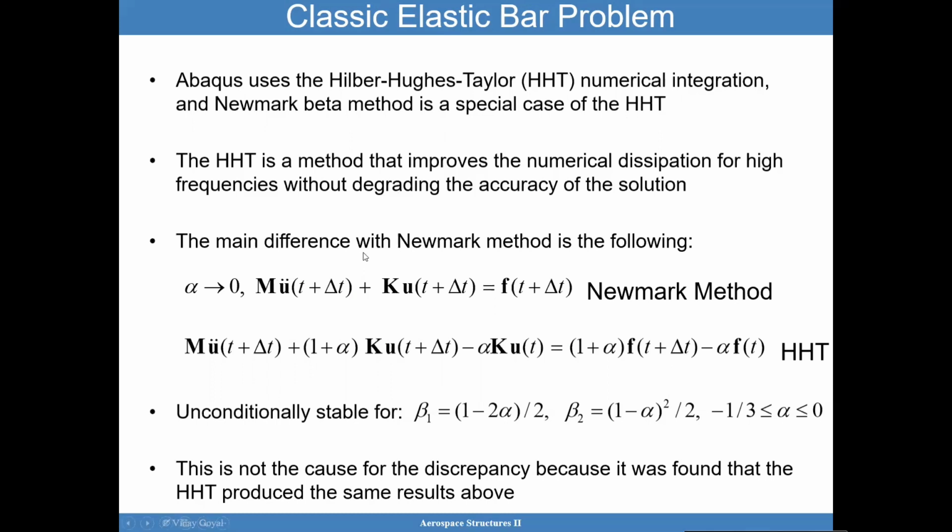The main difference with the Newmark beta method is the following. The Newmark method is a special case of HHT by setting alpha equals 0. So again, everything I've done is with the Newmark method, and if you set alpha equals 0 in the HHT, you recover the Newmark method.